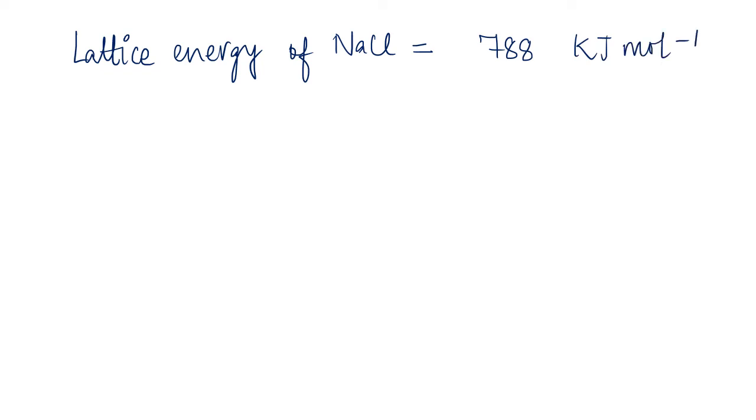What do we mean by this? That means 788 kilojoule of energy is required to separate 1 mole of solid NaCl into 1 mole of Na plus gas and 1 mole of Cl minus gas to an infinite distance, so that they don't have the force of attraction between cation and anion. This is the definition. But how do we understand it?